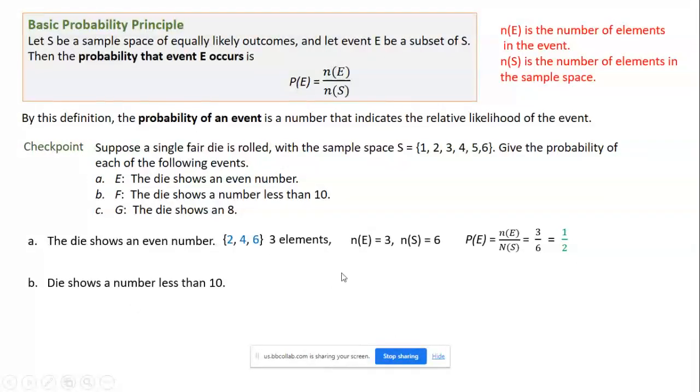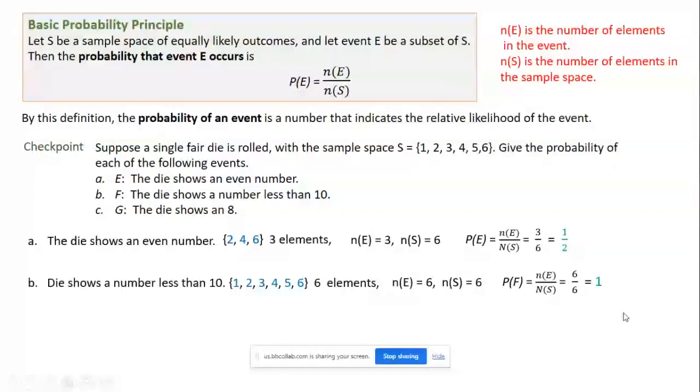The die shows a number less than 10. Well, we know that we're not going to get 9, 8, or 7, right? Because the highest number that we have is 6. On this particular one, I think he threw it in just so you could see that the possibilities for a number less than 10 are all of them, because they're all less than 10. So the event would be 6. My sample space is 6. So the answer is 1.